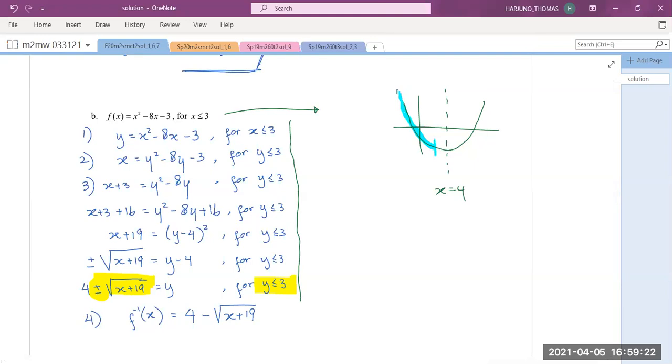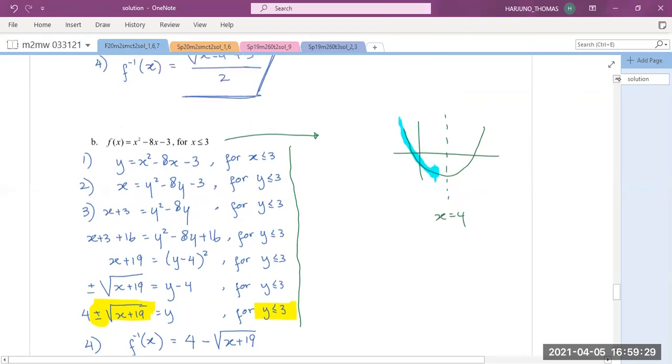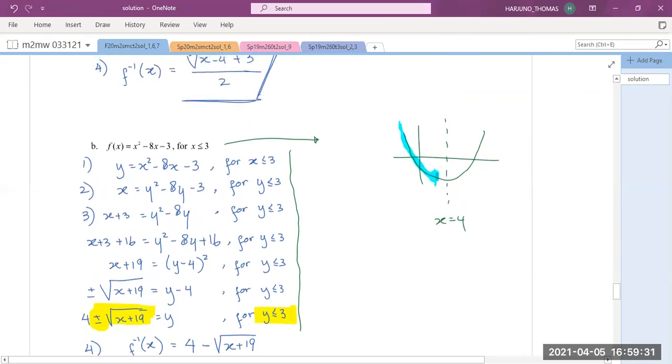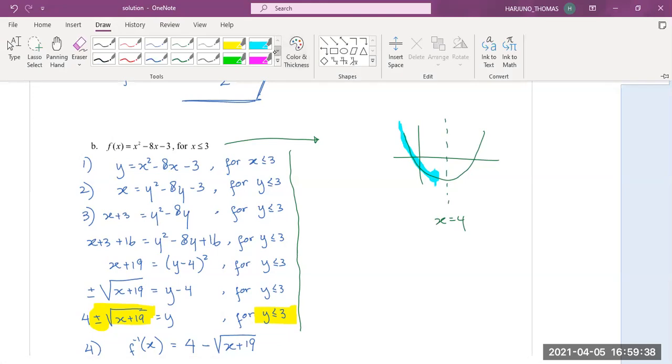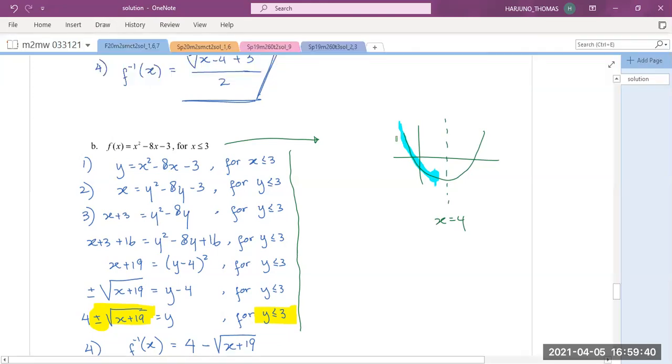So if we do the inverse function, this coordinate here later on will be that coordinate there. If we do the reflection with respect to the line y equals x, then it will become something that looks like this. But the thing is, this is not y equals 4. So I want to point out like this.